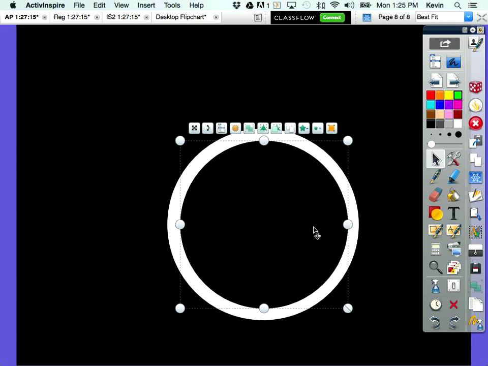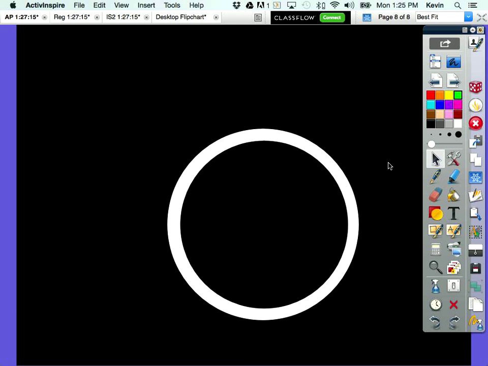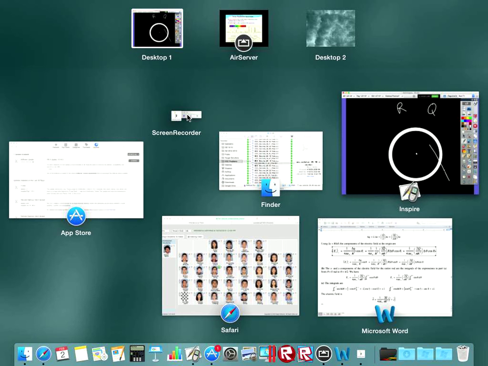So you have this ring. Now that ring has a charge Q, and it has a radius capital R. What is the electric field at the center? Discuss. Go.